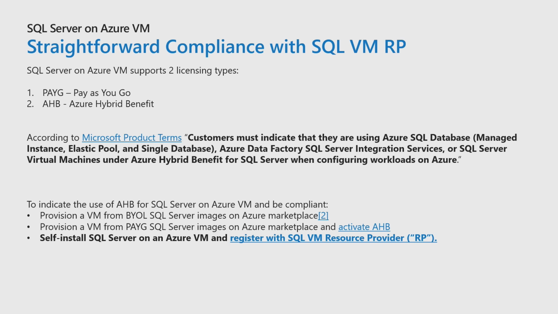And now with the SQL VM Resource Provider, they can register and set the license type either as AHAB or they can convert it to pay-as-you-go and indicate that usage to Microsoft. So going forward in 2019, after July 1st, we recommend all customers, if self-installing SQL Server on an Azure Virtual Machine, do this and register with the SQL VM Resource Provider and assure license compliance and unlock all the comprehensive feature set for SQL VM.